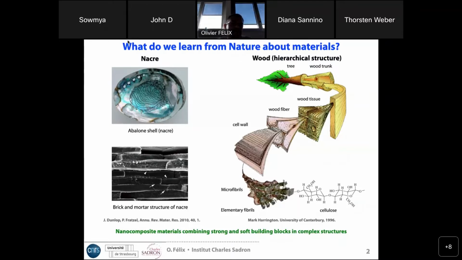The first one is nacre, that is composed of clay platelets and biopolymers that are assembled in a brick and mortar microstructure. And this composition and organization give, of course, the mechanical properties of the nacre. The second example is wood that has a hierarchical structure based on the assembly of cellulose at different length scales to form the tree. And again, of course, the composition and the organization of this cellulose gives the nice properties to wood.